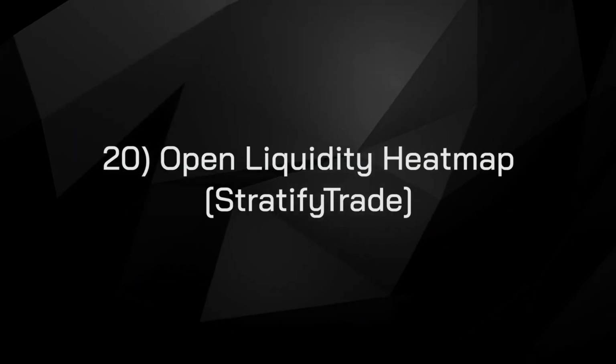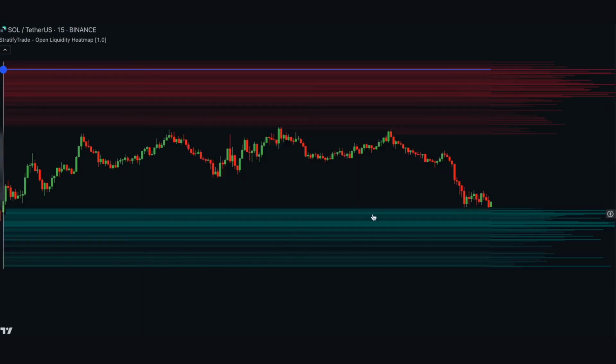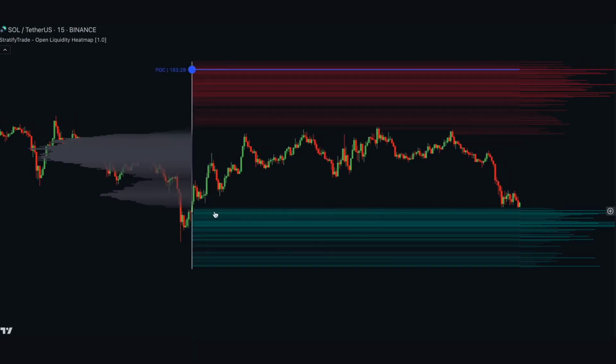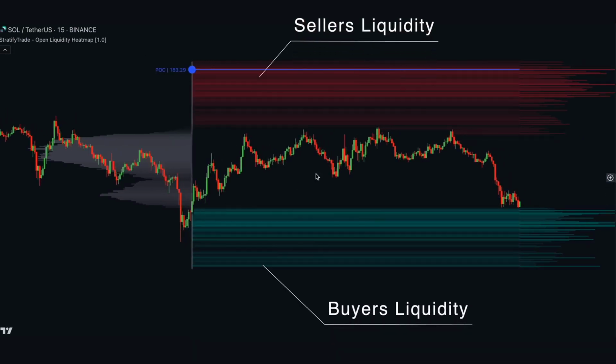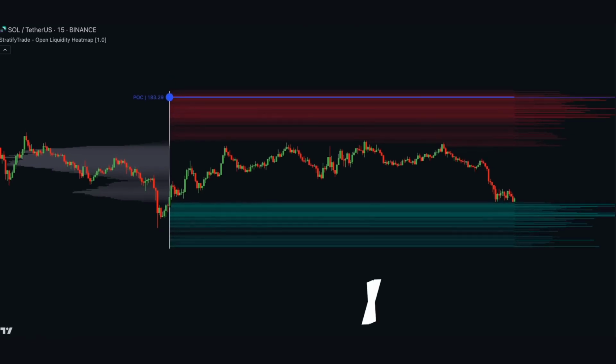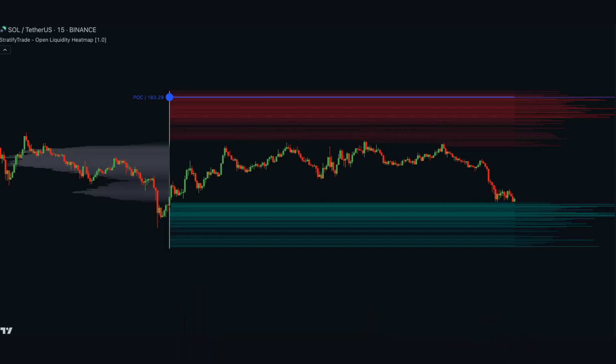Open Liquidity Heat Map by Stratify Trade. Open Liquidity Heat Map is an indicator designed to display accumulated resting liquidity on the chart. Unlike any other liquidity heat map, this aims to accumulate liquidity at specific levels that build up over time, showing larger areas of liquidity. The levels are calculated like a normal volume profile with steps, from the highest point within the look-back to the lowest one. Each level contains the corresponding amount of volume the candle has closed in that range.